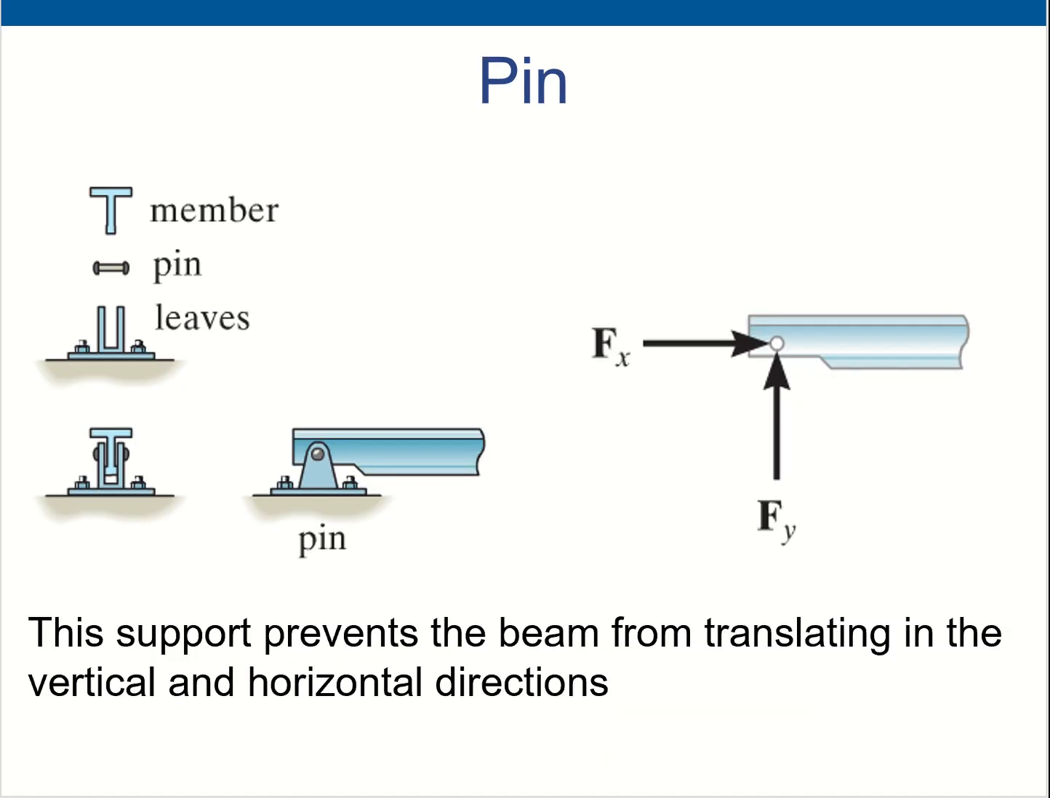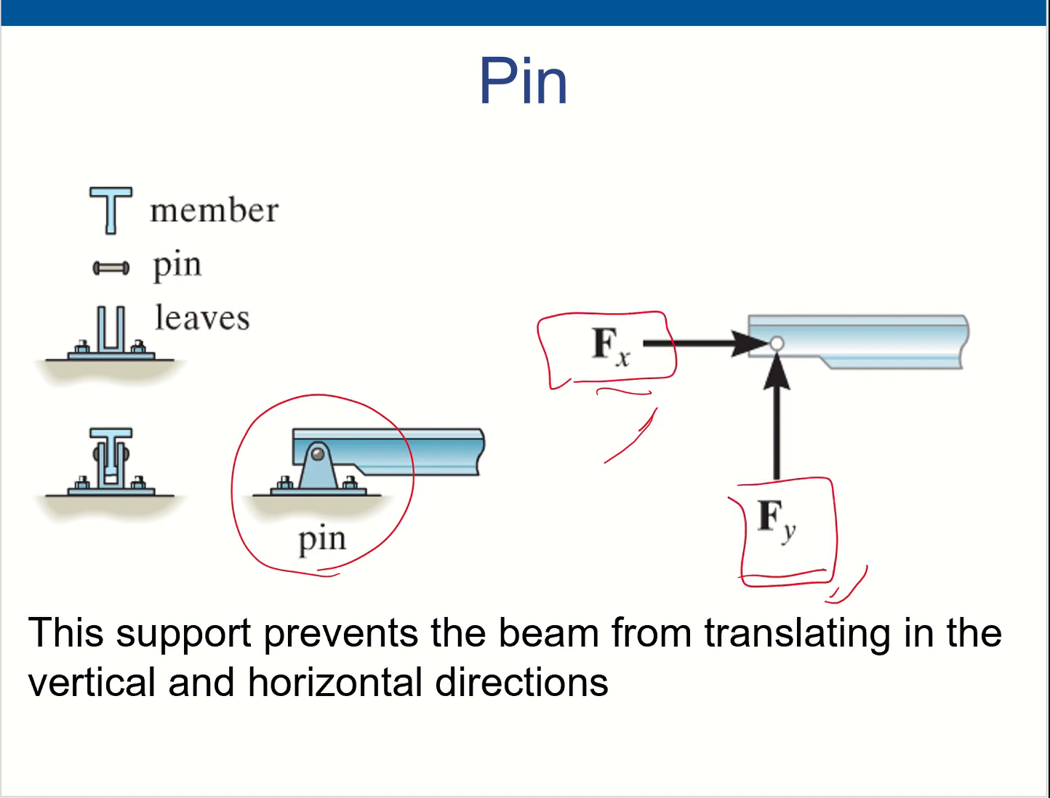How about the pin? If you look at the pin, we call this a pin joint. The pin joint has 2 restrictions. Compared to the roller, we have another restriction for the horizontal axis as well as the vertical axis. How about the rotation? In terms of the rotation, there is no restriction. So the pin joint has 2 support reactions.